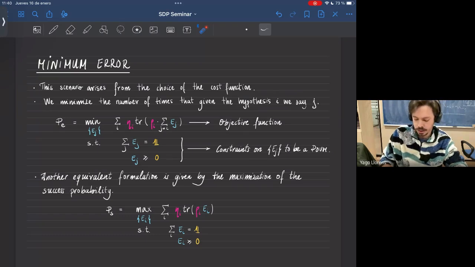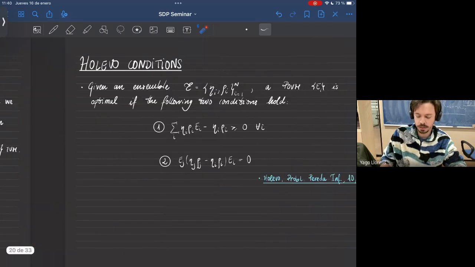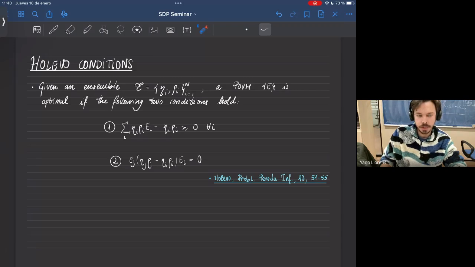But this is not the only thing that we can do with SDP. Holevo, in the 70s, described conditions that a POVM has to fulfill in order to be optimal. Given an ensemble as I defined before, a POVM, a set of positive operators with the completeness relation, is optimal if the following two conditions hold. First, the sum of the operators multiplied with the unnormalized states minus the unnormalized states is greater than or equal to 0, and then this expression is equal to 0.